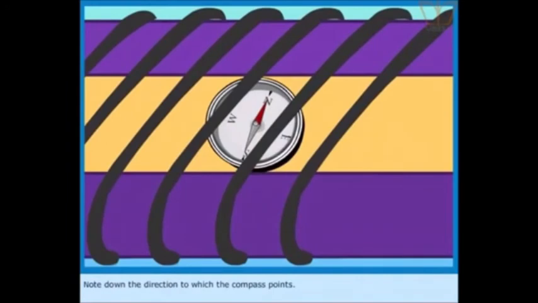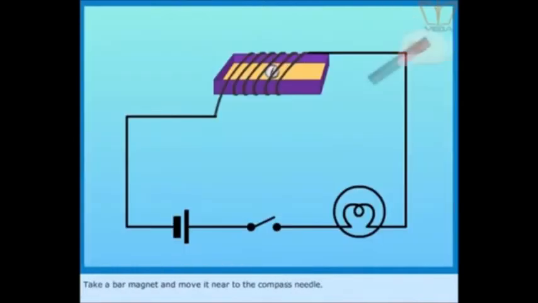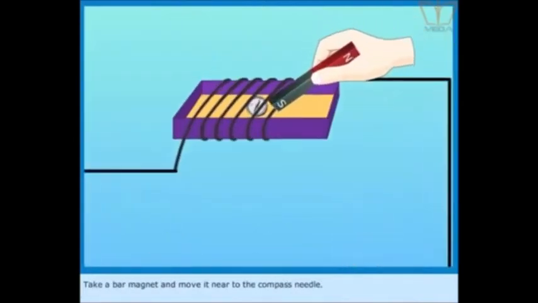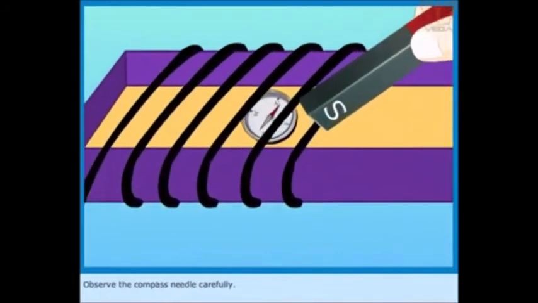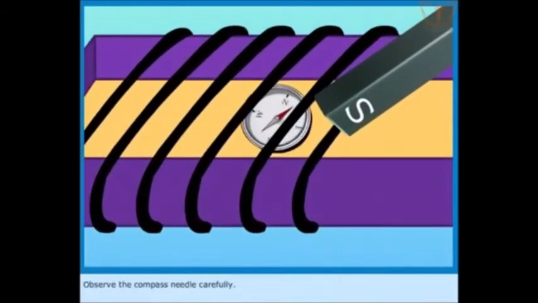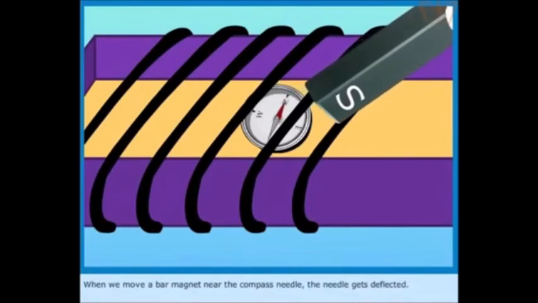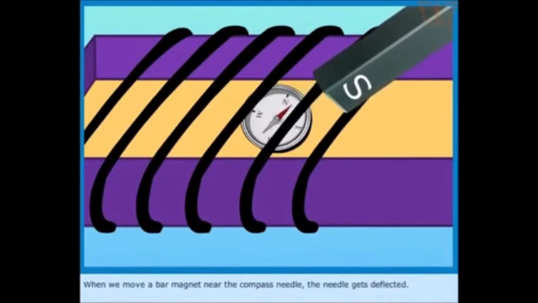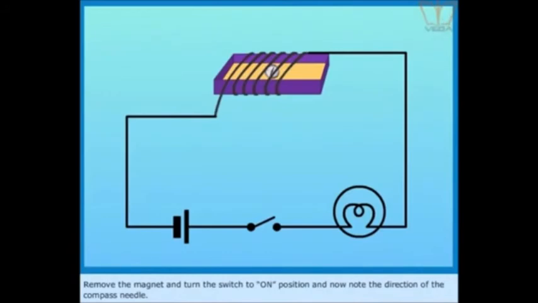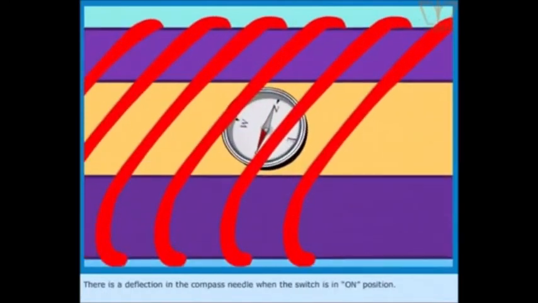Note down the direction to which the compass points. The compass needle is also a magnet, having its ends pointing in both north and south direction. Take a bar magnet and move it near to the compass needle. Observe the compass needle carefully. When we move a bar magnet near the compass needle, the needle gets deflected. Remove the magnet and turn the switch to on position. And now note the direction of the compass needle. There is a deflection in the compass needle when the switch is in on position.